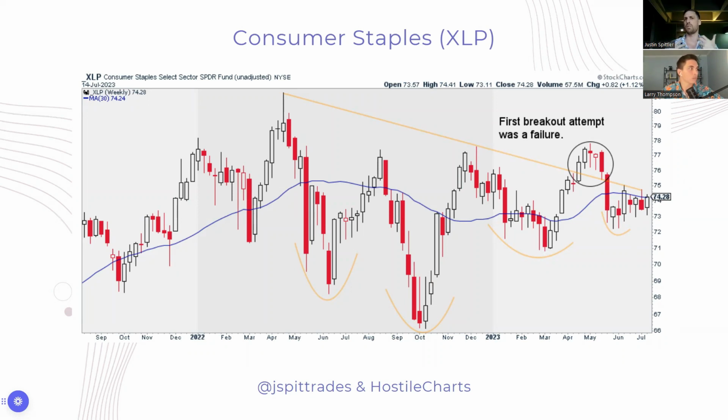Essentially, a first breakout attempt was a failure, and it looks like we just needed a little bit more time. And look here, the past few weeks we've really been trading sideways, and it's starting to look constructive to me. I think it's only a matter of time before we break that downtrend line that has been in place since about spring of 2022. We break that, I think consumer staples can begin a new uptrend because the past few months, they've really been consolidated and haven't made a heck of a lot of progress, unlike some other areas in the market.